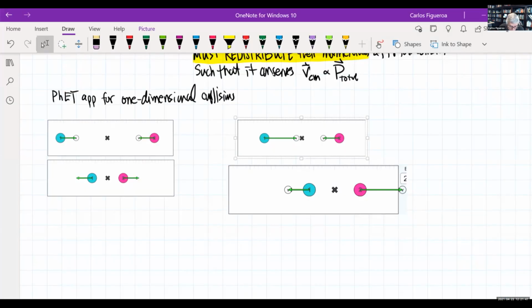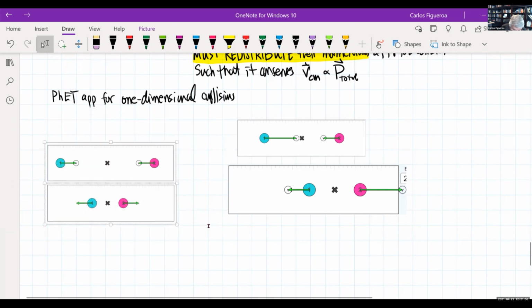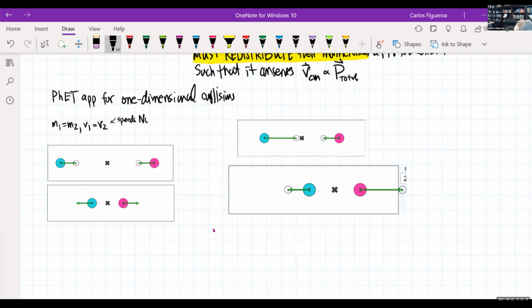So here's my OneNote. In this case, what I really should be doing is this: this is the situation where M1 and M2 are the same, V1 and V2 are the same. But note, these are speeds, not velocities. Okay?